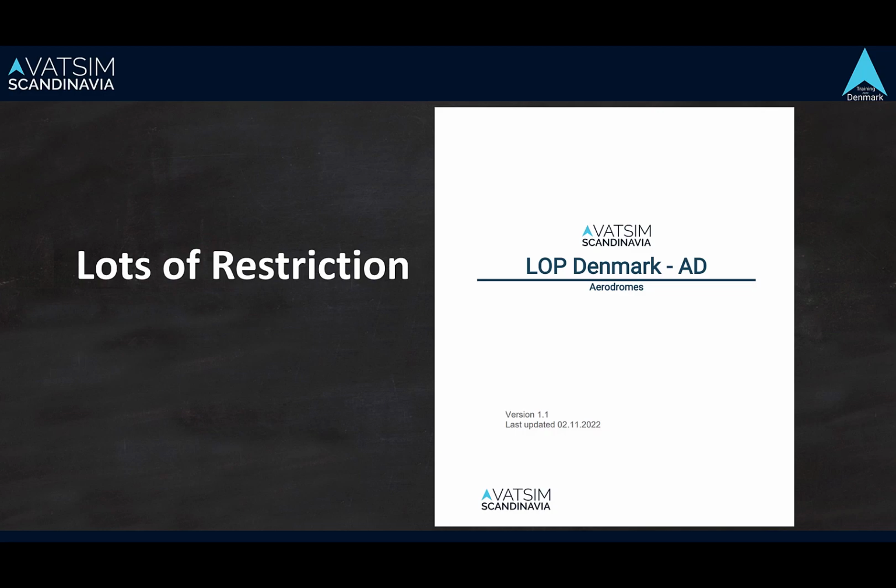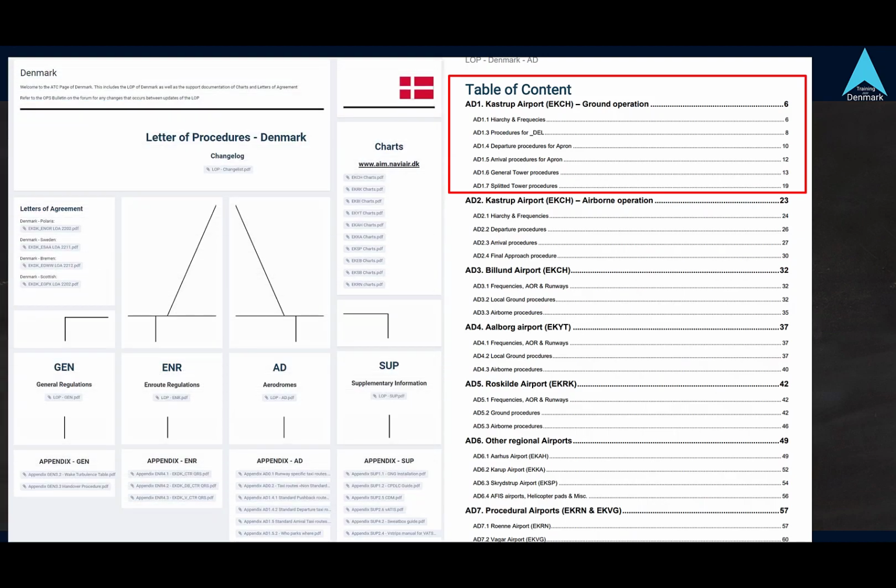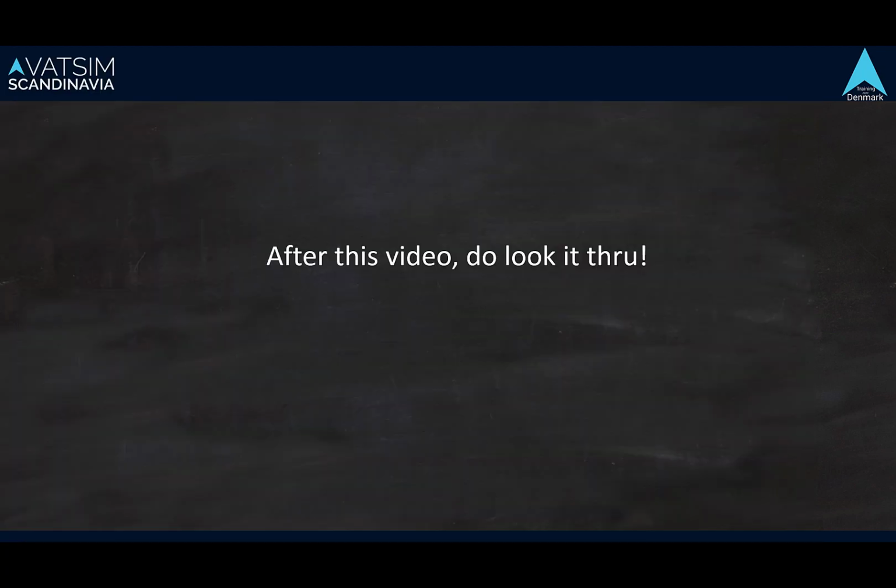LOP, which has an aerodrome section 1 where you can read everything about Copenhagen Airport. And you must. It can be downloaded from the website and tells you everything about the airport. As a matter of fact, after this video, go in and download the aerodrome part of the LOP and read the whole first section which concerns the ground part of Copenhagen, and read it carefully, but after the video.